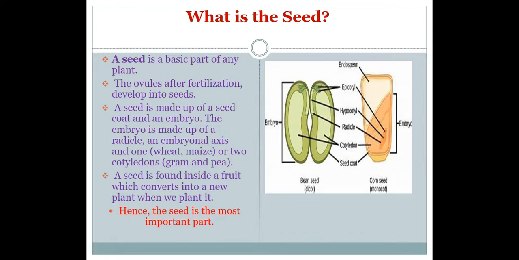So what is a seed? The most important and basic term we have studied in earlier classes. A seed is a basic part of any plant. We can say a seed is a premature embryo. The ovule after fertilization develops into a seed. A seed is made up of a seed coat and an embryo. The embryo is made up of a radicle, an embryonal axis, and one or two cotyledons. A seed is found inside a fruit and converts into a new plant when we plant it. Hence, the seed is the most important part.